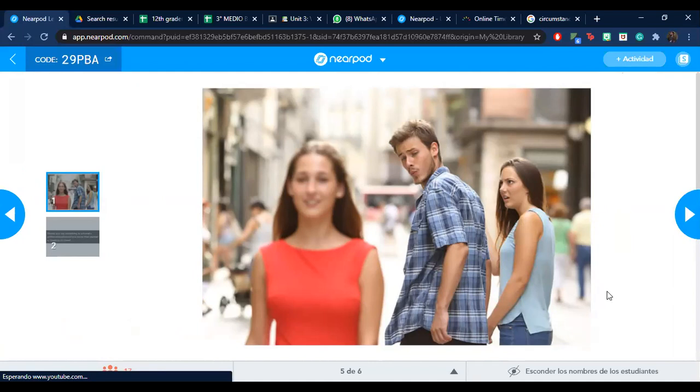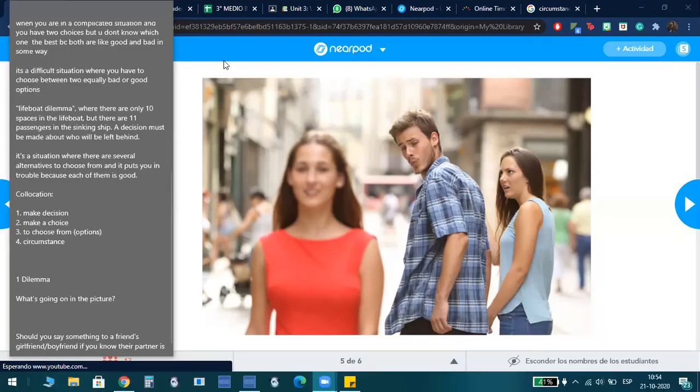What do you think here is the dilemma? What's going on? Let's see first, what's going on? That would be the first question. What's going on in this picture? Who can describe this picture? Anyone? What's going on in the picture? Can you see the picture, by the way? Okay, so who would like to mention what's going on in the picture?